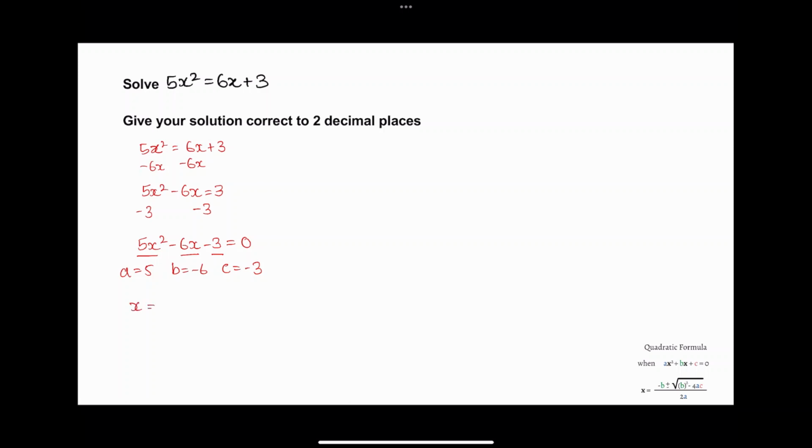The next question is 5x squared is equal to 6x plus 3. This question is not given in the typical format we have seen before in the previous question or the formula. Therefore, we should start rearranging first.